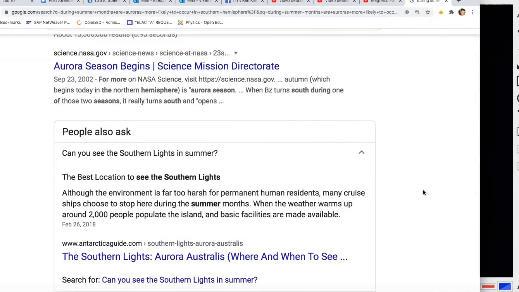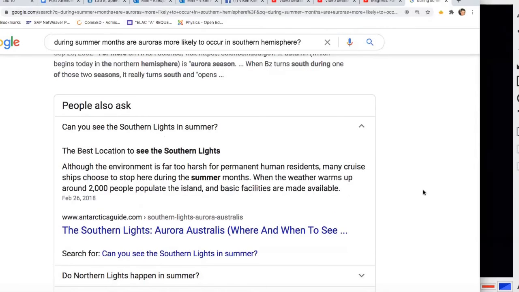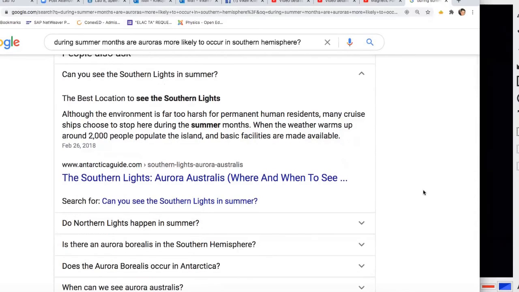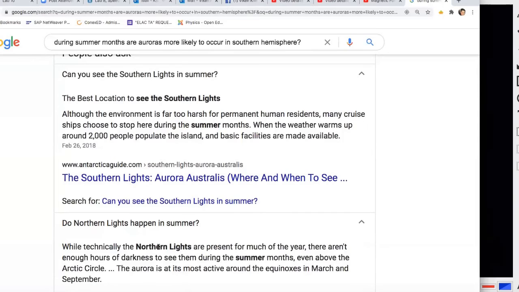Although the environment is far too harsh for permanent human residents, many cruise ships choose to stop here during summer months. When the weather warms up, around 2,000 people populate the island. Basic facilities are made available. Southern Lights, Aurora Australis. Northern Lights happen in summer. While technically northern lights are present for much of the year, there aren't enough hours of darkness to see them during the summer months. Even above the Arctic Circle, the aurora is its most active around the equinoxes in March.